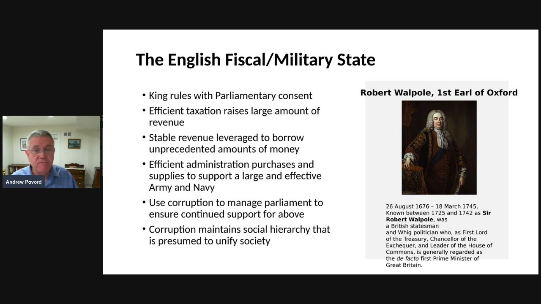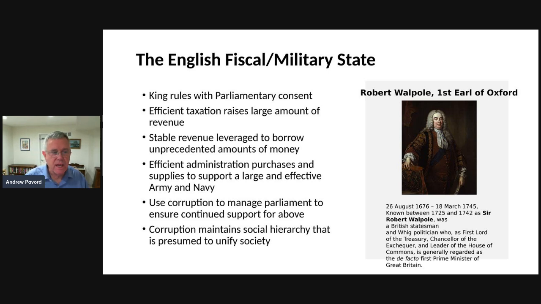Now, this led to victories. The British won the Seven Years' War. They were extraordinarily successful. English commerce rules the world, and England becomes an incredibly wealthy country. And now, though, there's the worry about instability, right? All this money, a lot of change, a lot of chaos.